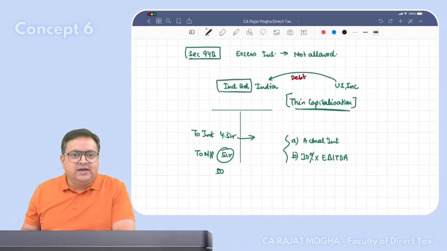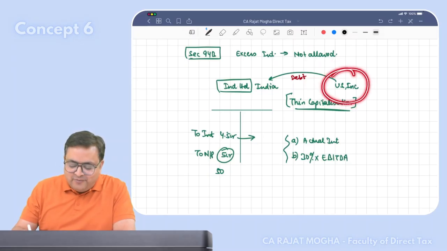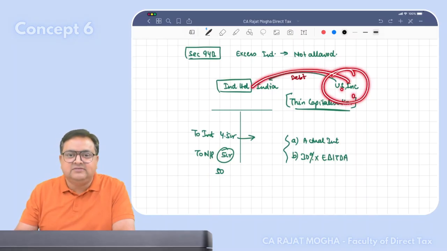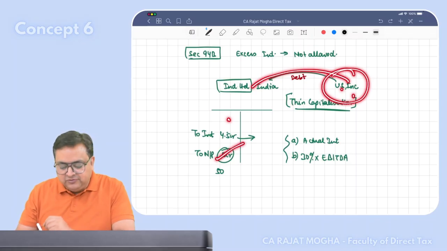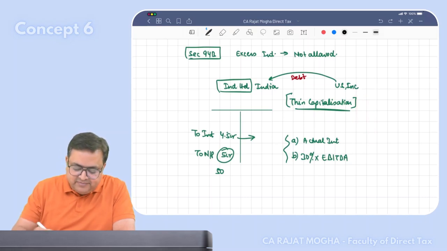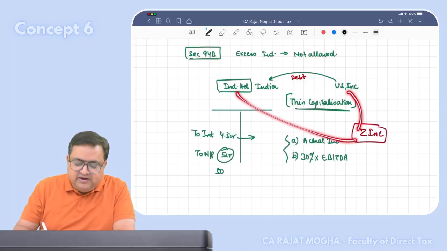Now, when this provision came, these guys are very smart. So this US incorporation will say that if they invest here as debt, purchasing debentures over here, then interest more than 30% will not be allowed. So they will create a dummy enterprise. For example, they will create ZINC, and through ZINC, they will invest in India.